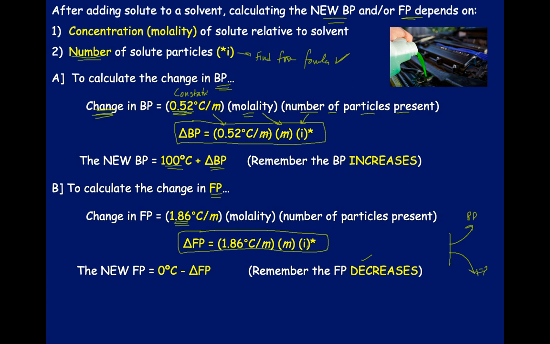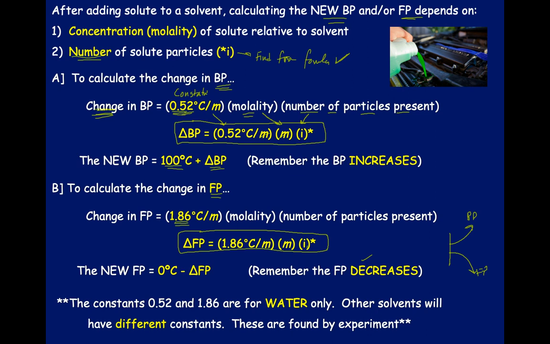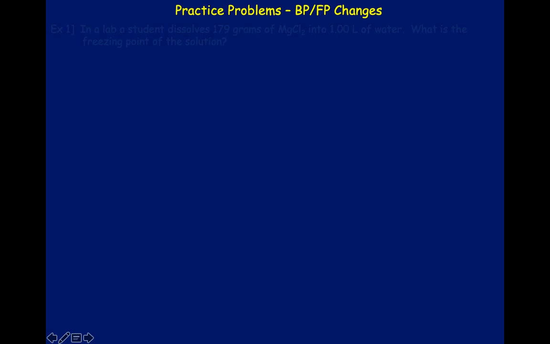I know it's a lot being thrown at you here. We're going to take a little bit of time to get this together, but it's not that big of a topic. There's just a lot here. Before we finish, remember that the constants 0.52 and 1.86 are for liquid water only. Other solvents will have different constants, found by experiment, and if they're in a problem, they'll be given to you. So let's do a quick problem.